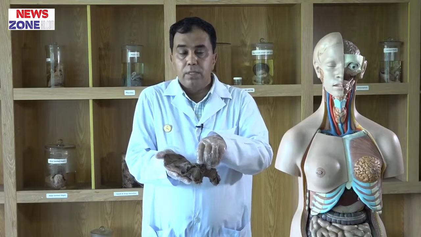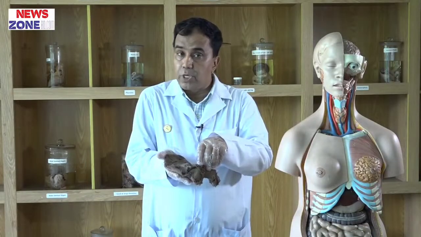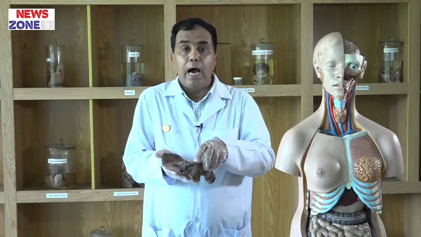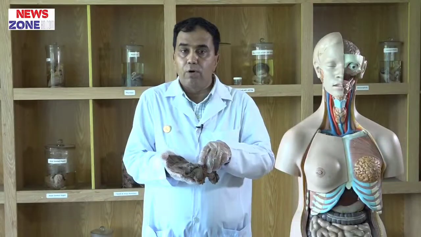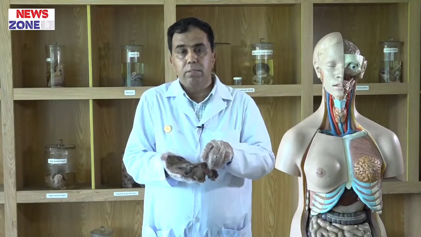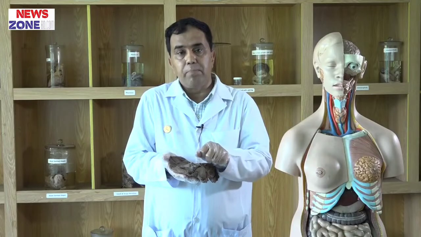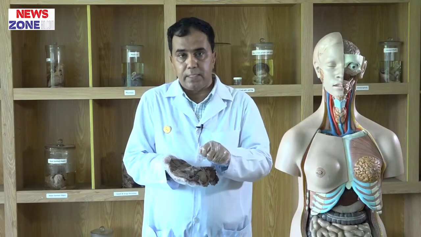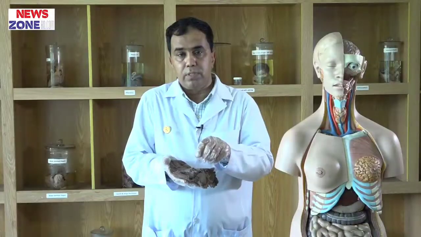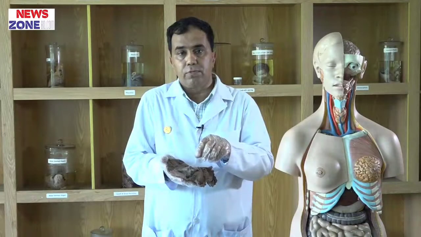It is one portion of the small intestine. The other parts of the small intestine, called jejunum and ileum, lie collectively and are attached with the mesentery. So this is all about the viscera identification of duodenum.